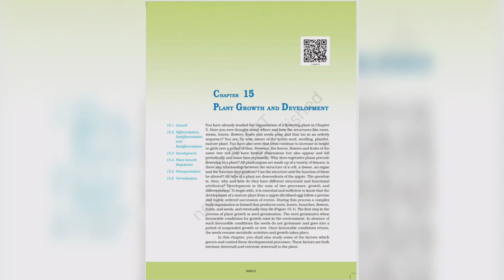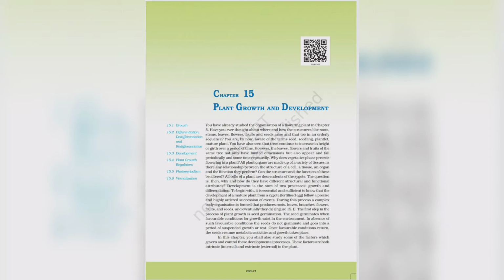The seed germinates when favorable conditions for growth exist in the environment. In the absence of such favorable conditions, the seeds do not germinate and go into a period of suspended growth or rest. Once favorable conditions return, the seed resumes metabolic activities and growth takes place. In this chapter, you shall also study some of the factors which govern and control this development process. These factors are both intrinsic (internal) and extrinsic (external) to the plant.